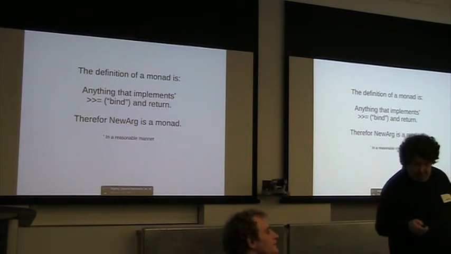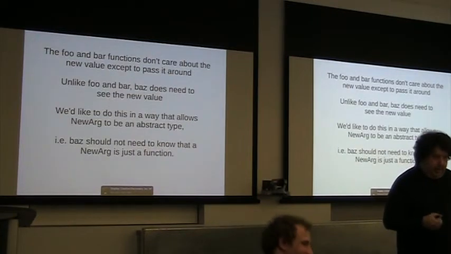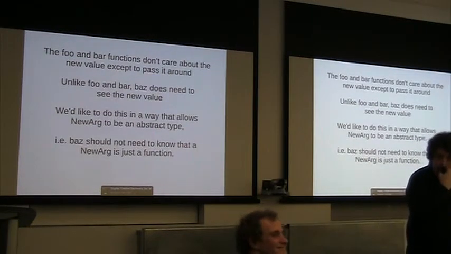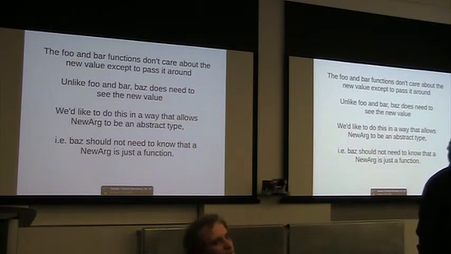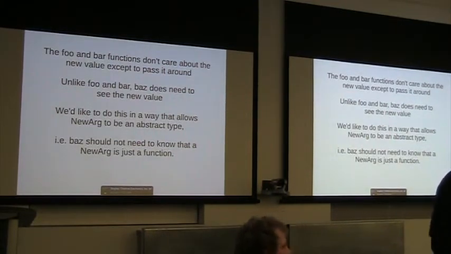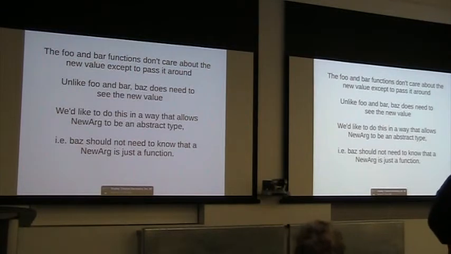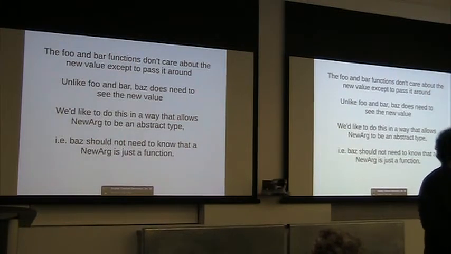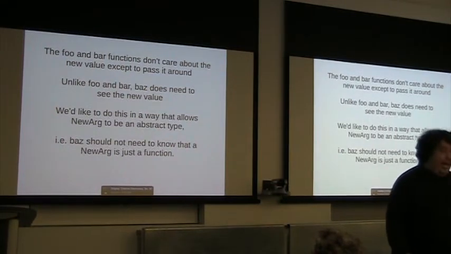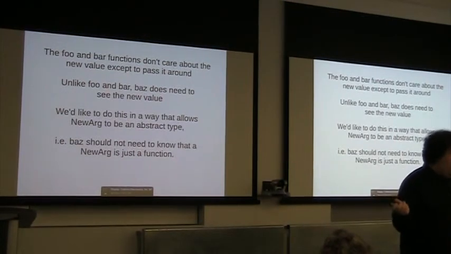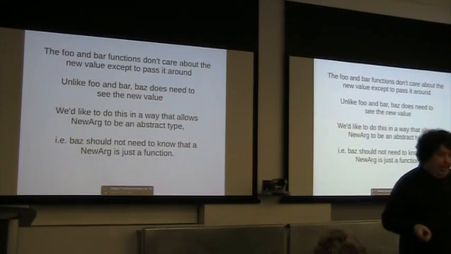We'll get to that. So another problem that you may have been noticing I've been tap dancing past is that the foo and bar functions don't care about the new argument being passed. So long as it gets passed around and threaded in and passed down as necessary, they're just fine. They don't actually need to see this value, they just need to pass it along. Baz, on the other hand, does need to see this value, because that's the whole point of the exercise: we want to get it down to Baz.